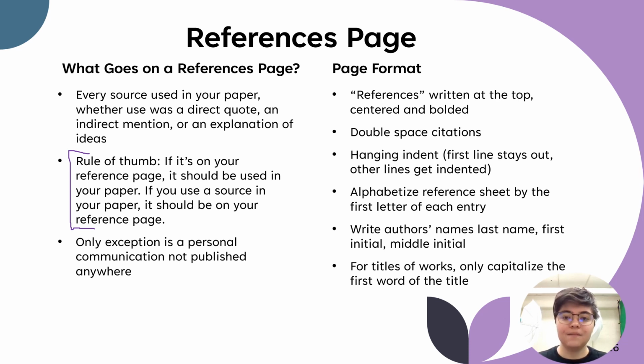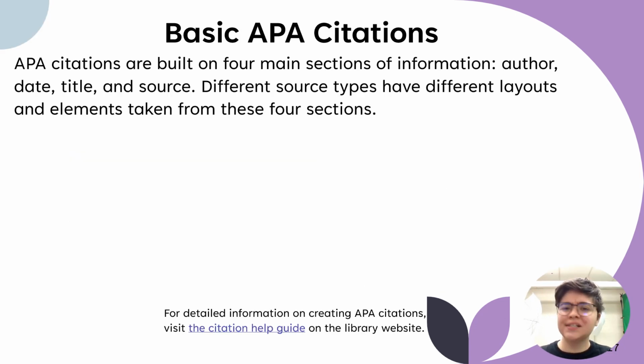You write an author's name, last name, first initial, middle initial, and in the titles of works, you only capitalize the first word of the title. In my opinion, the easiest way to have a neat, organized reference page is to create each citation in that page as you find your sources. And then you can always alphabetize and fix spacing and indentation if you need to after you've collected all of those sources. Speaking of citations, what exactly does an APA citation look like?